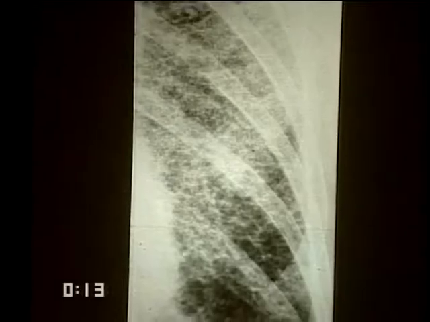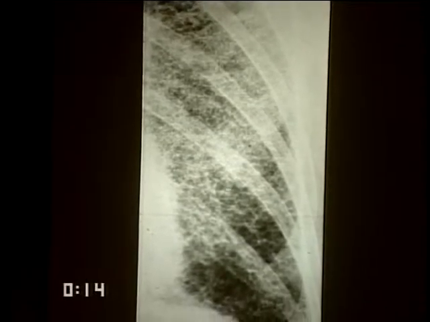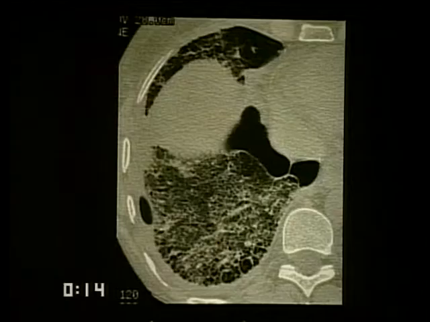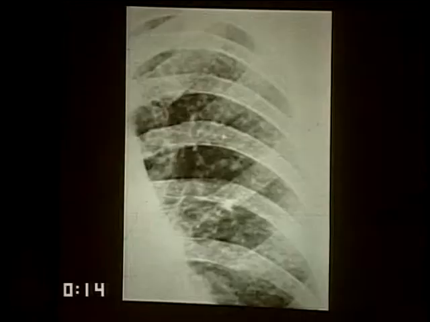Then one finds reticular or reticular-nodular interstitial disease. This is a classic example of reticular-nodular interstitial disease, which is a matrix which may be fine or thick or coarse, and it is often reticulonodular because the meshes of the net overlap. On the high-resolution scan, the same thing, of course, is more obvious and appears more rational.